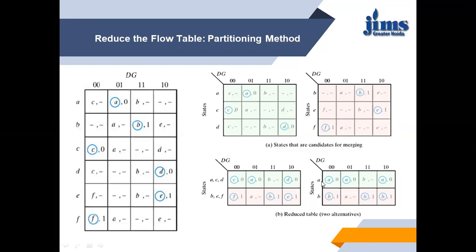So the final reduced flow table is A comma 0, A comma 0, B comma dash, A comma 0 and B comma 1, A comma dash, B comma 1, B comma 1. Where there is a B in the second row, this is a stable state. Where there is an A, this is a stable state. So this is the way the states are reduced with the help of the partitioning method. What we have done is partition the common rows into different categories and merge them into a single row.